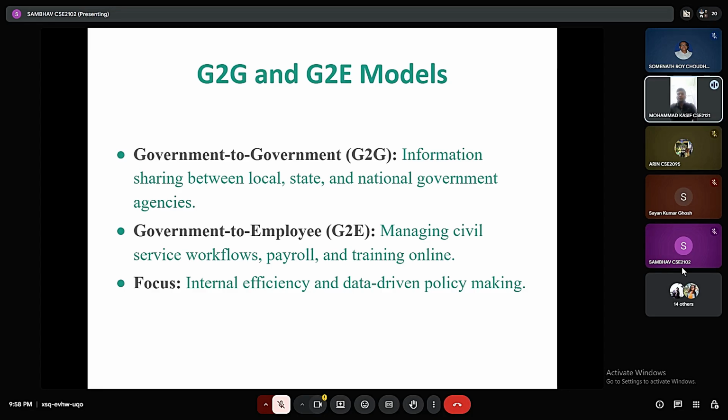The next model is the G2E model, that is government to employee model. This model focuses on services provided by the government to its employees through digital systems. For example, payroll and pension management, leave management systems, online training and performance appraisal portals. The goal of this model is to improve internal administration and employee efficiency. In short, we can say that G2G, government to government, is internal coordination, and G2E, government to employee, is HR and service delivery.